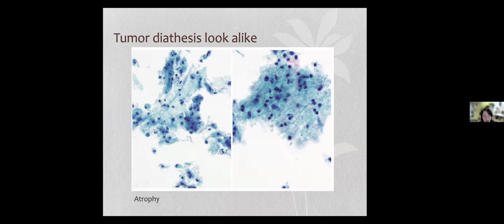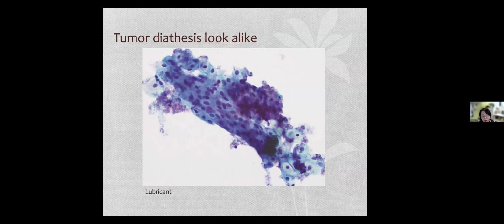You do have atrophy-induced background, kinds of grungy material, but they're not diastasis. The nuclear features will tell; we don't see cell lesion in the background, but just keep in mind this is not tumor diastasis. And also lubricants.